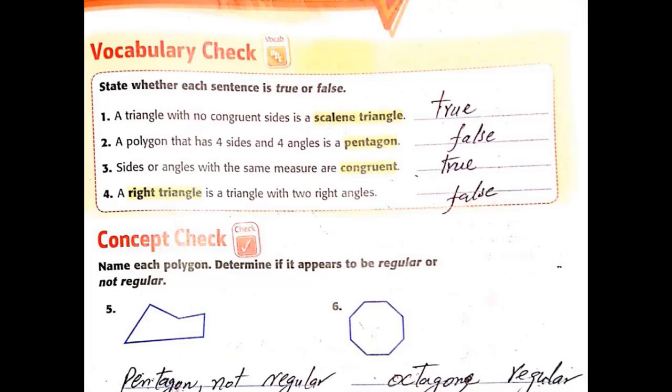Okay, next number is 6. Octagon. Count the sides of this figure. There are 8 sides. Figure having 8 sides is called octagon, and all are of same size, so they are called regular octagon.